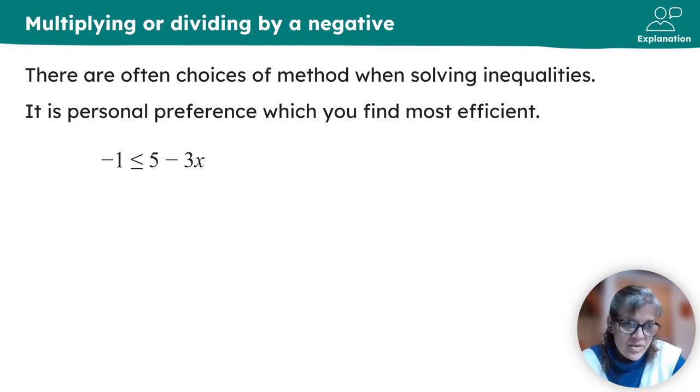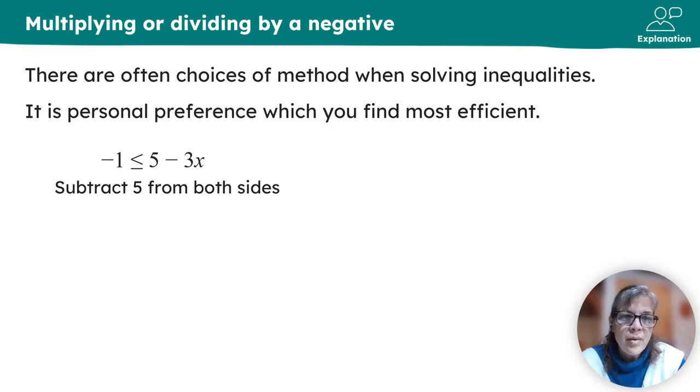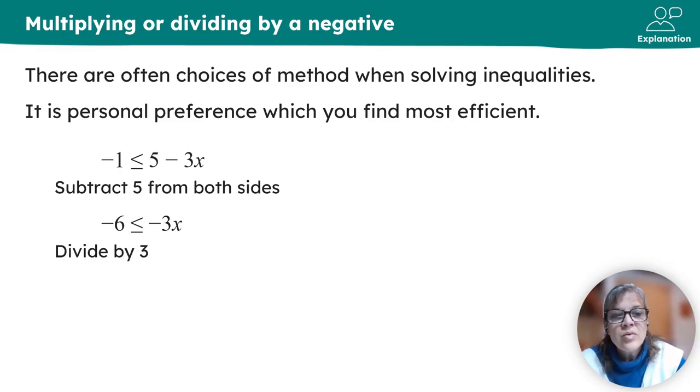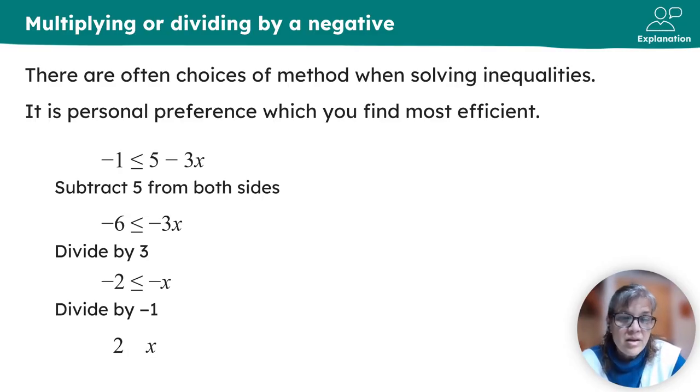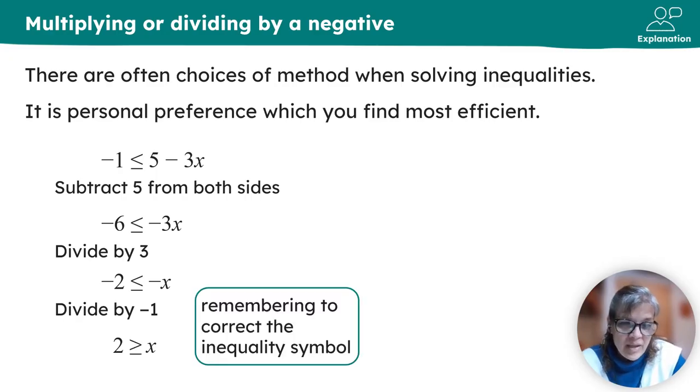So here you go. Here's somebody who's doing this inequality and has decided to do it by subtracting 5 from both sides. So you get -6 is less than or equal to -3x. So now they're going to divide by -3, still have negative on both sides. So I'm going to divide by -1 and flip the sign. So instead of being less than or equal to, it's going to be greater than or equal to.